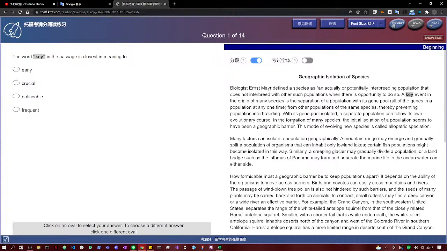In the formation of many species, the initial isolation of a population seems to have been a geographic barrier. This mode of evolving new species is called allopatric speciation. What is it saying? Key.